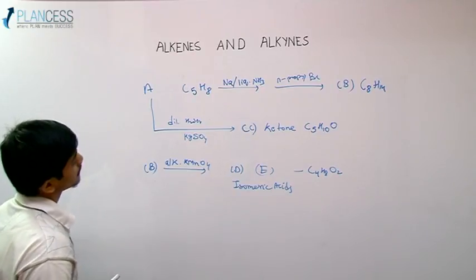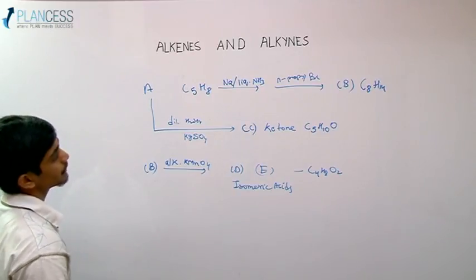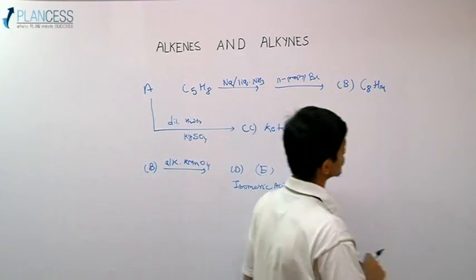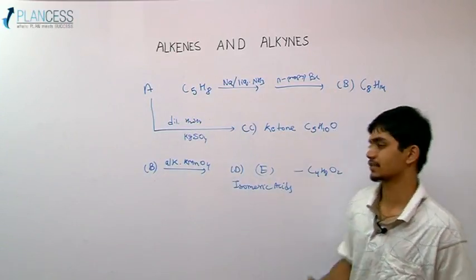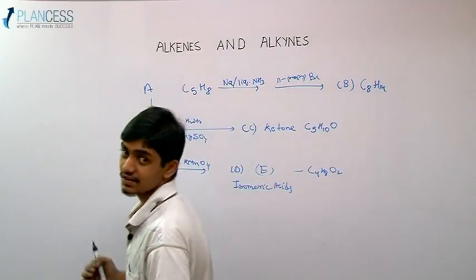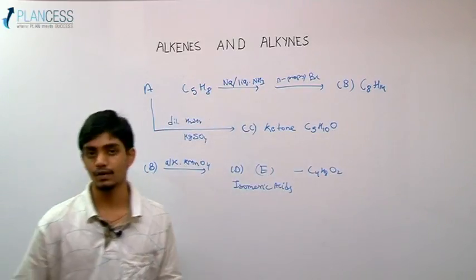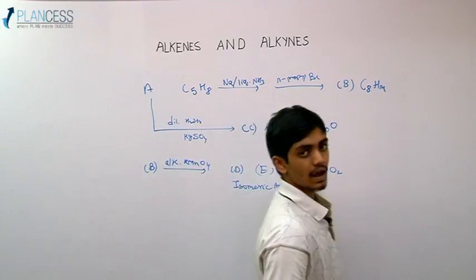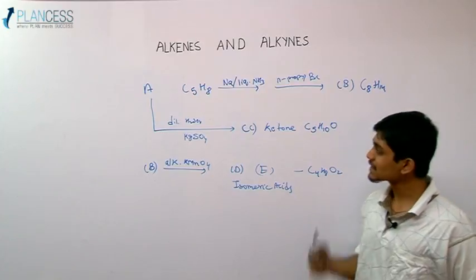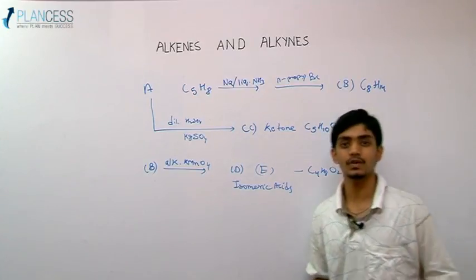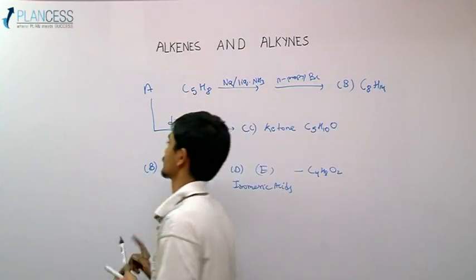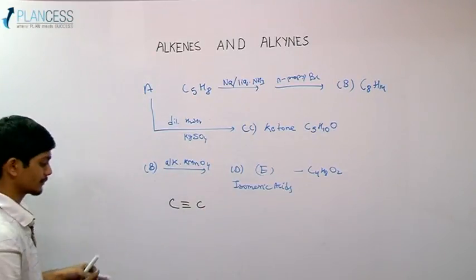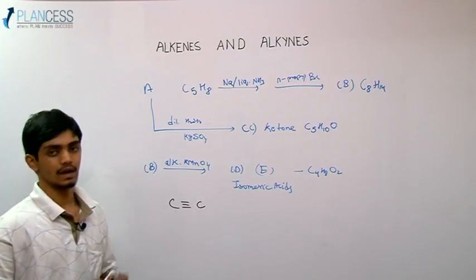We have got A, which reacts with Na in liquid ammonia and N-propyl bromide to give us C8H14. Now what clue does the first reaction give you? It is a characteristic reaction of alkynes and not alkenes. And moreover, to be specific, it is a characteristic reaction of a terminal alkyne. So that gives some clue about the structure of A, that it is at least a terminal alkyne.